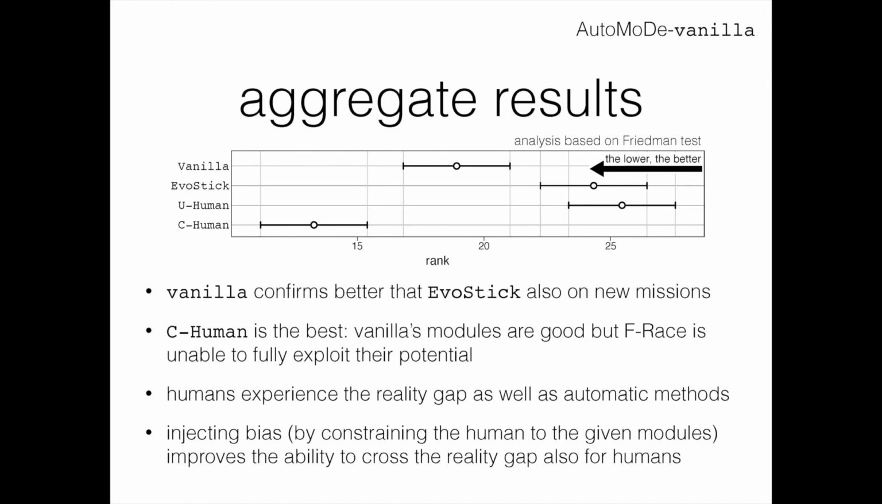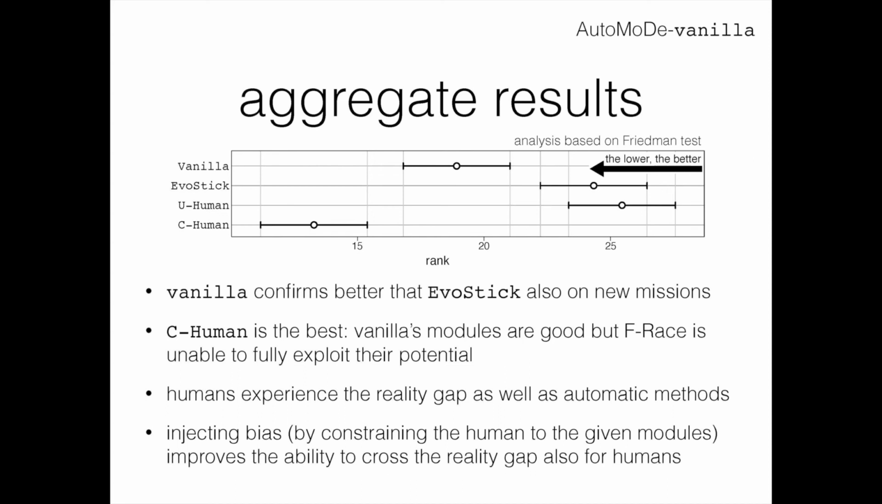So the first thing we can observe is that these results confirm what we had seen already in the previous experiments, that is that vanilla performs better than Evo Stick. Then the good results of C-human show that the modules of vanilla are sufficiently general to accomplish the given missions.